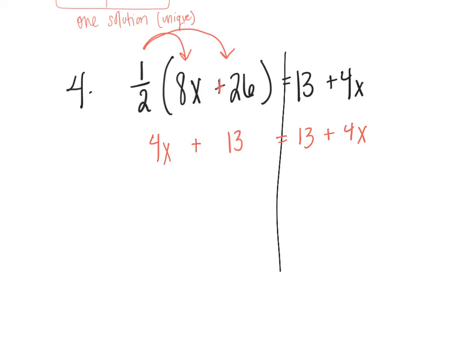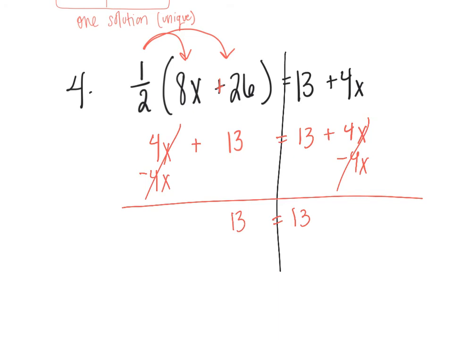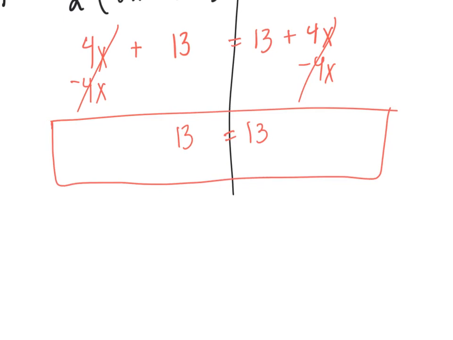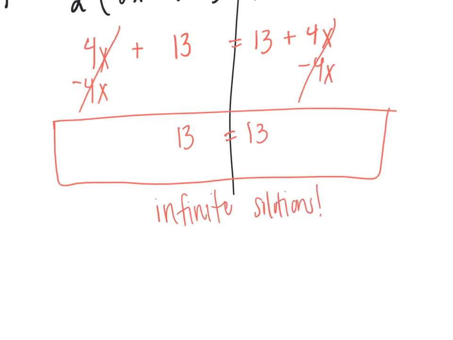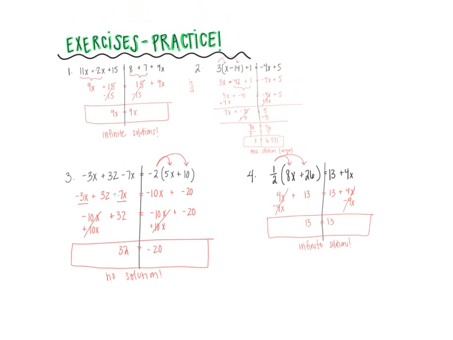From here, I'm going to move my variables to one side, my numbers to the other side. It does not matter what you do first. First thing I'm going to do is just move my 4x's. And you'll see really quickly that I'm done. I get 13 equals 13. Is 13 always going to equal 13? Yes. So what does that tell me about my equation? How many solutions? Infinite. Okay. And we are done with our exercises.